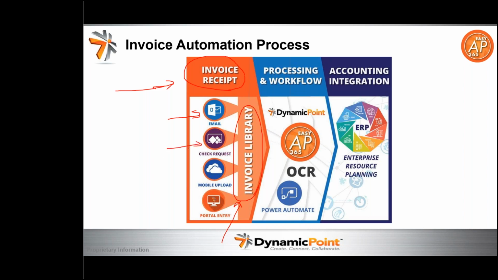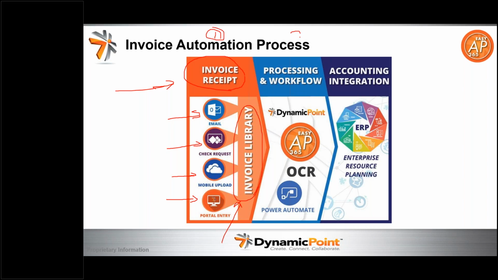I could give my employees a check request form, right? So they could go ahead and fill this out and submit this to AP, and that will again end up in this library. I could do something like a mobile upload, right? So I could take a picture of this and upload it to the library if applicable. I could do a portal entry where I give my vendors a portal such that they could submit invoices into that portal. And again, it'll end up in that library. And this is the first step we're going to cover.